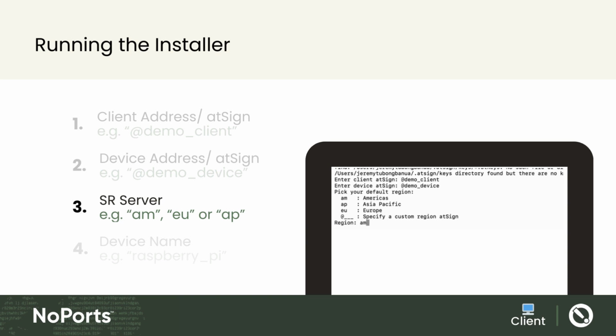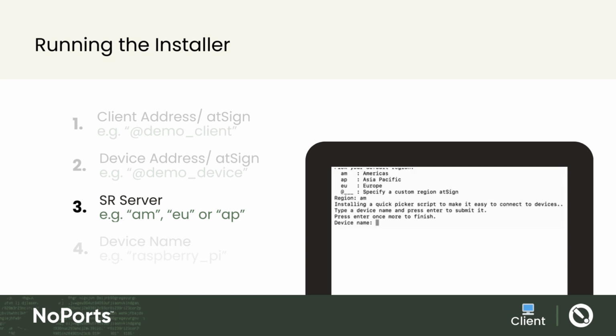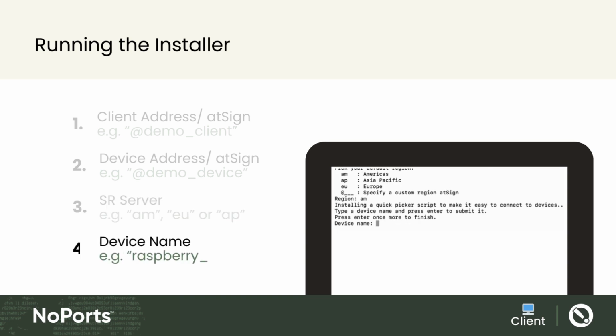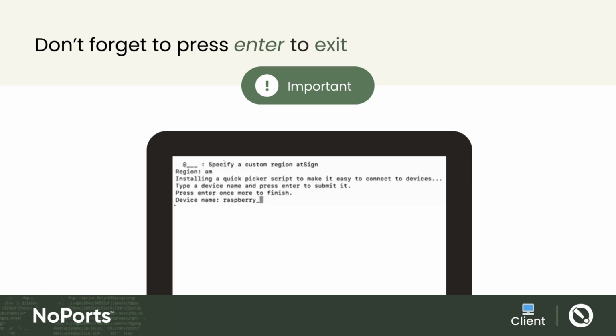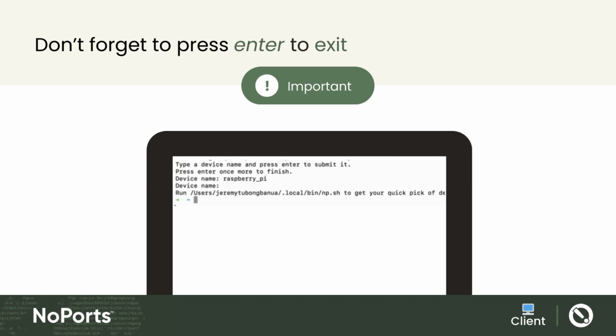Next, it'll ask you what socket rendezvous server you want to use, and depending on where you're located in the world, you're going to want to choose the closest one to you. And since I live in the Americas, I will type in AM. Lastly, enter the device name that you intend to name your device. In my case, I'll be using raspberry_pi. And once you typed in the device name, don't forget to press enter one more time to exit.